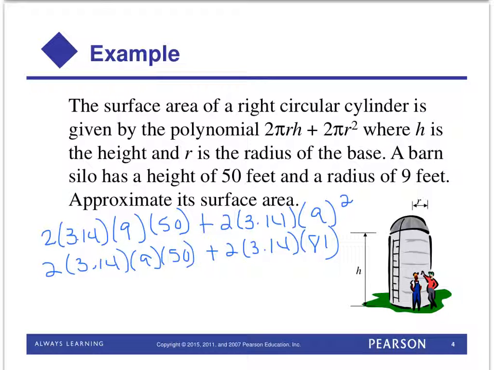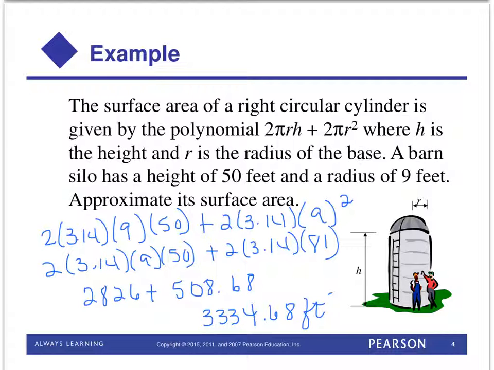So now we can just multiply all these together, and you can put these in your calculator. So I get 2,826 feet plus 508 and 68 hundredths of a foot. You add those together, so you're going to get 3,334 and 68 hundredths square feet is your final answer. I put in an extra slide in case we need it.